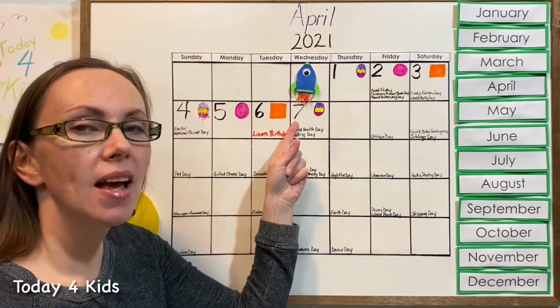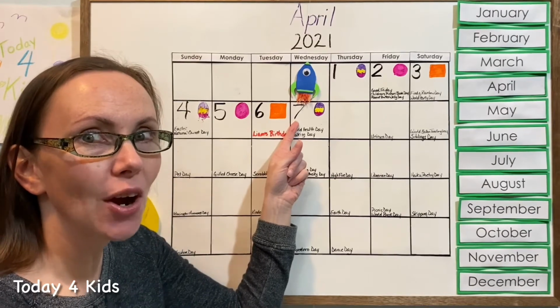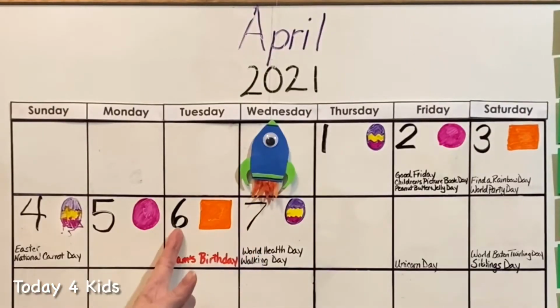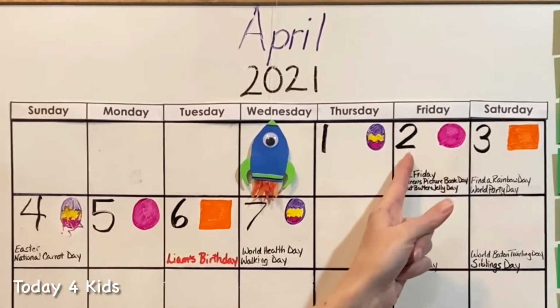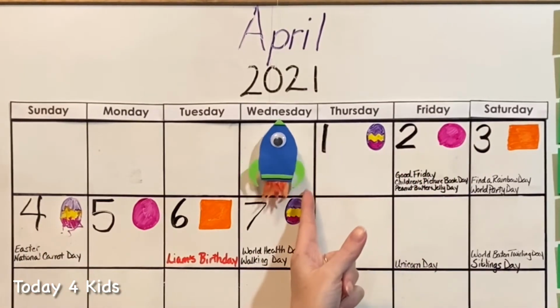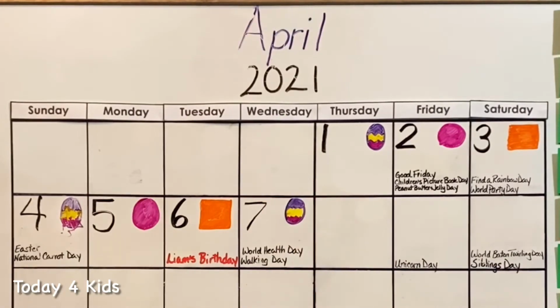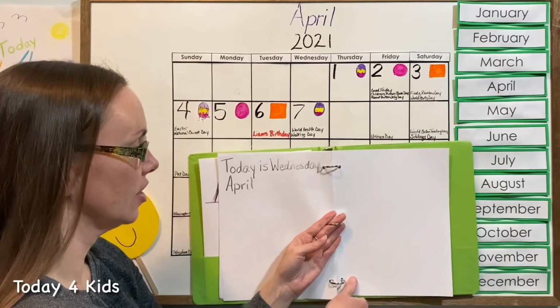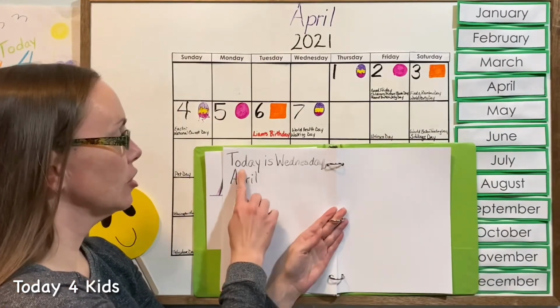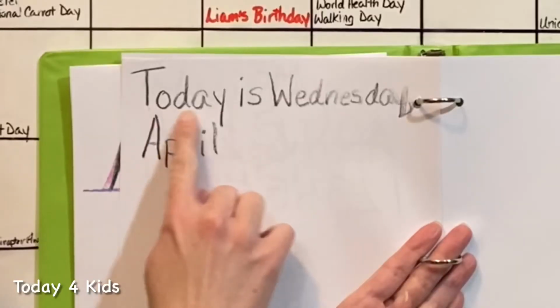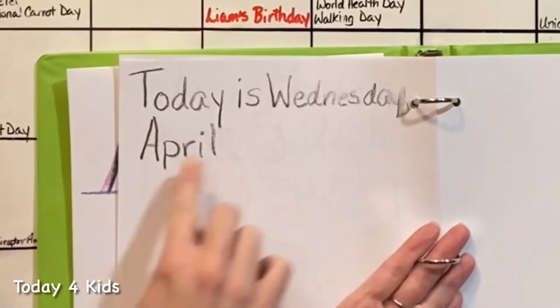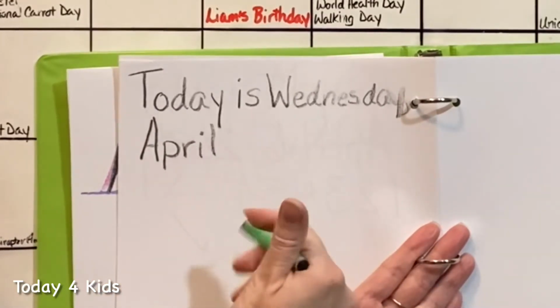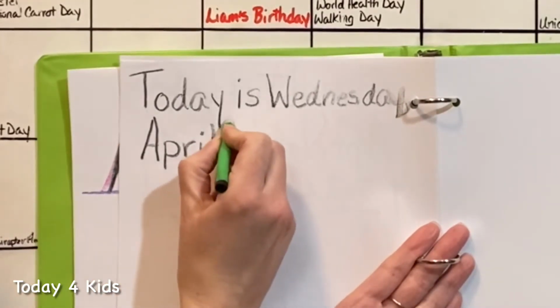Good job. Now let's count backwards. Are you ready? 7, 6, 5, 4, 3, 2, 1. Blast off. Now we can put 7 into the calendar. Can you say the first part of the sentence with me again? Today is Wednesday, comma, April 7th. So put a 7 in there.